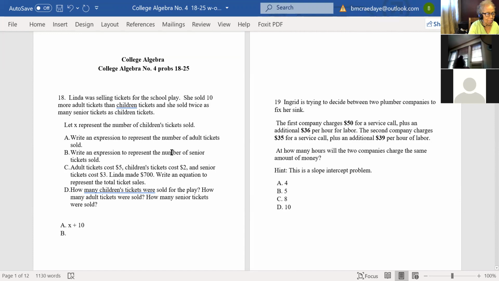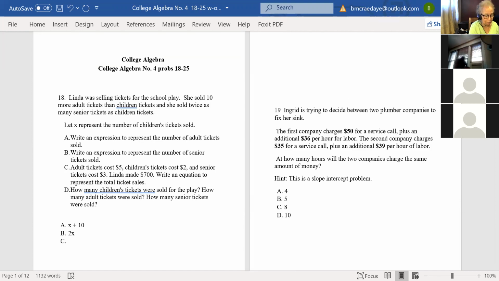This expression is the number of senior tickets sold. And she sells twice as many senior tickets as children's tickets. Now, children's tickets is X. So what's twice X, Chastity? 2x. That's it. Very good. So that's B, an expression to represent the number of senior tickets sold. Now, let's go to C.